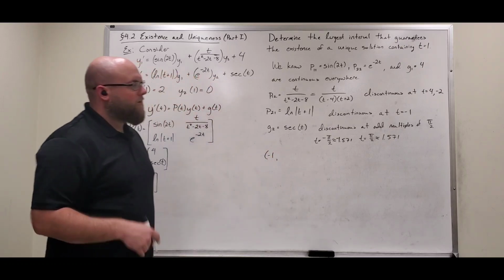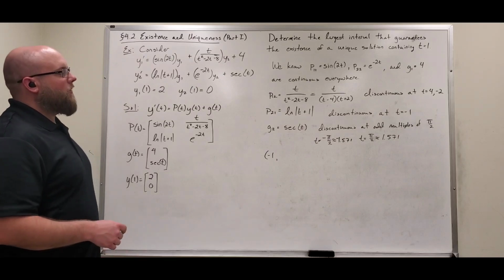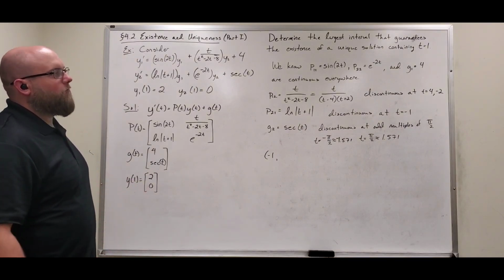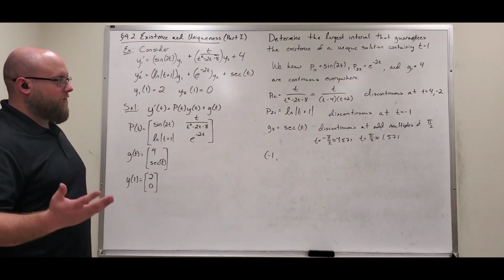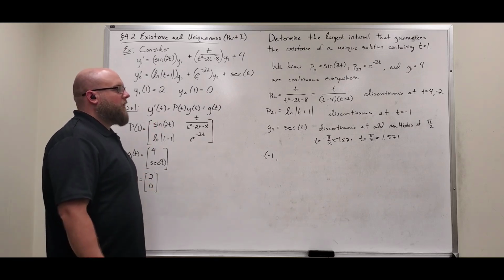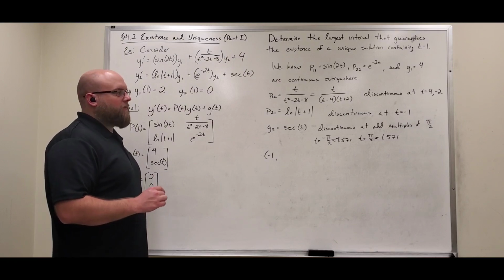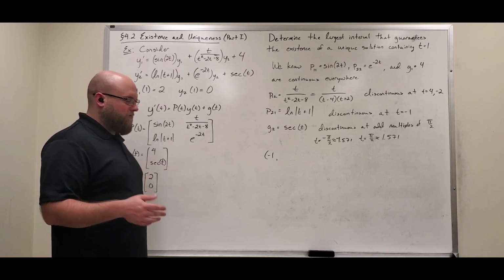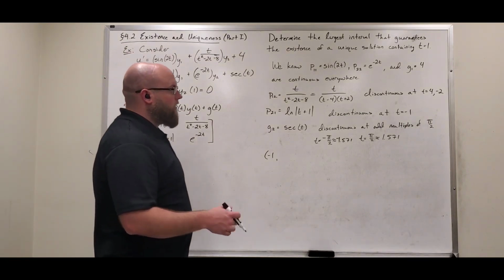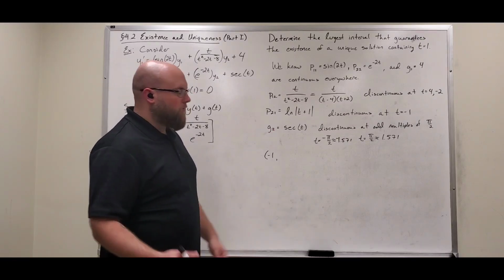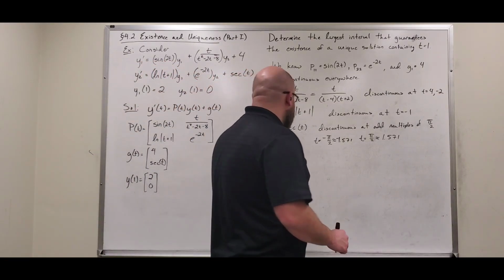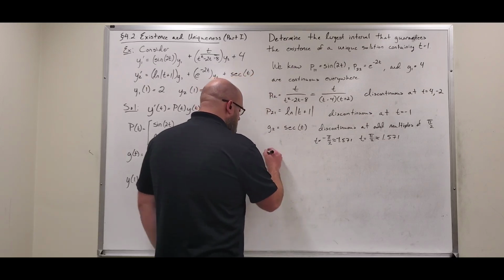Now let's talk about the right-hand side. Okay, again, go big or go home. 4. All right, 4 is the largest that we've got there for discontinuities. However, that includes pi halves. All right, so the furthest distance that we can go out is pi halves here in order to apply theorem 4.1.